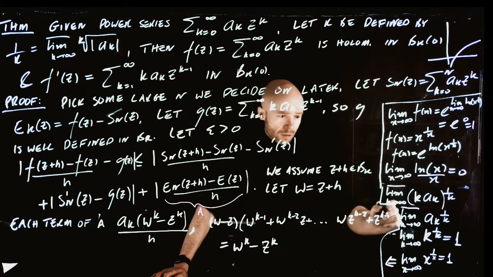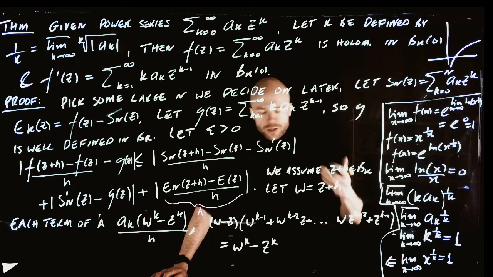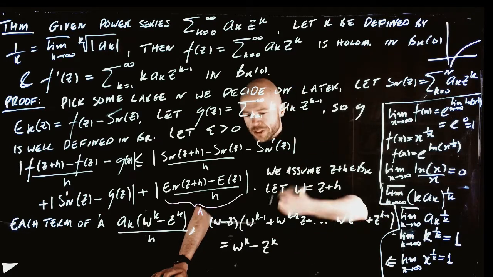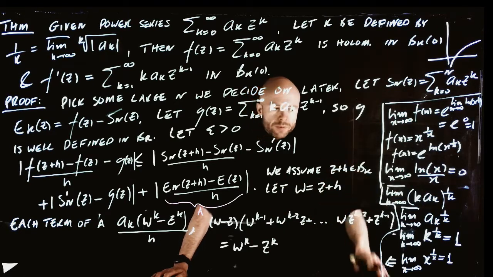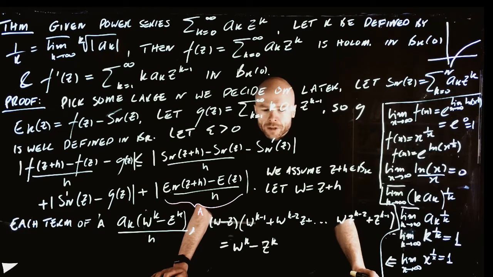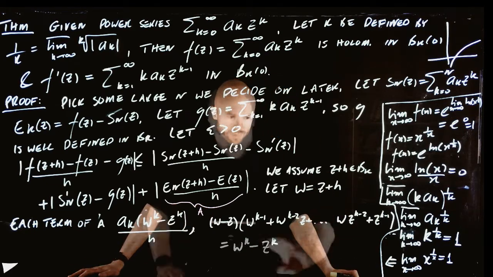This is how we show the power law, differentiation of d by dx to the power n is n x to the n minus 1, before doing implicit differentiation. How many of you have seen this before?